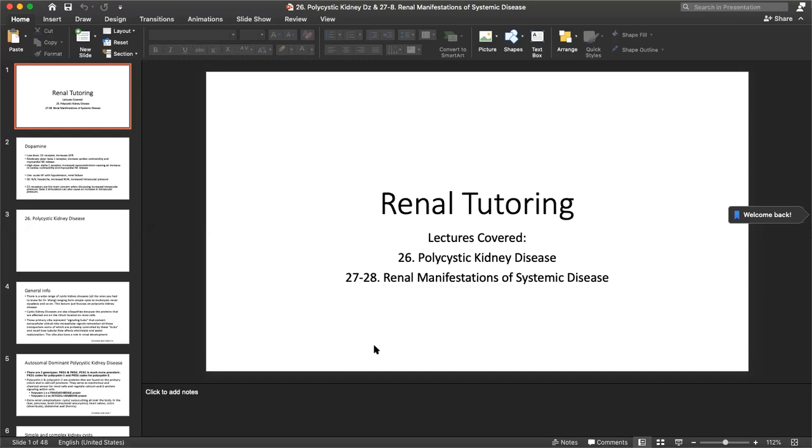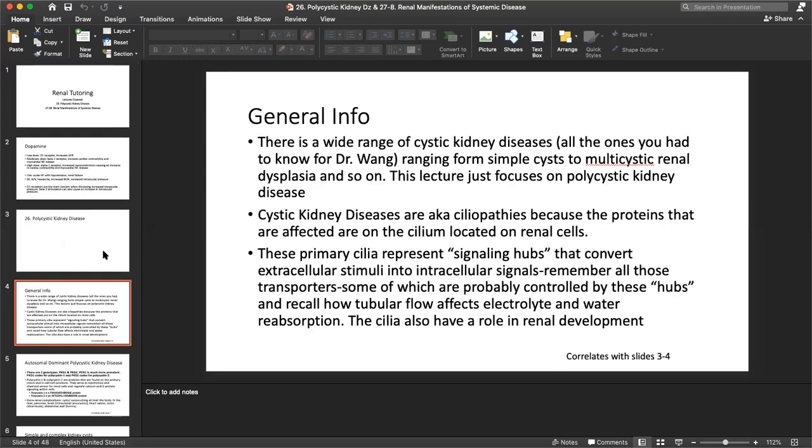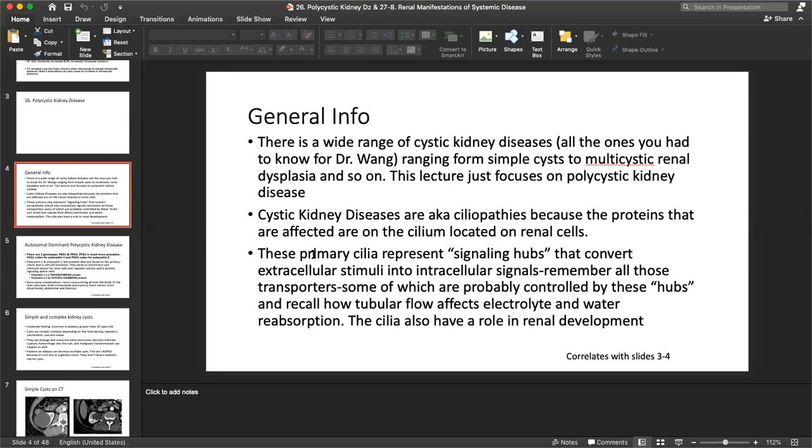Okay, so we've already talked about polycystic kidney disease last block, but we're going to talk about it again. So you know that there's a wide range besides just the regular polycystic kidney disease that you learned with Dr. Wang. But this is just going to be the plain old autosomal dominant polycystic kidney disease and autosomal recessive polycystic kidney disease.